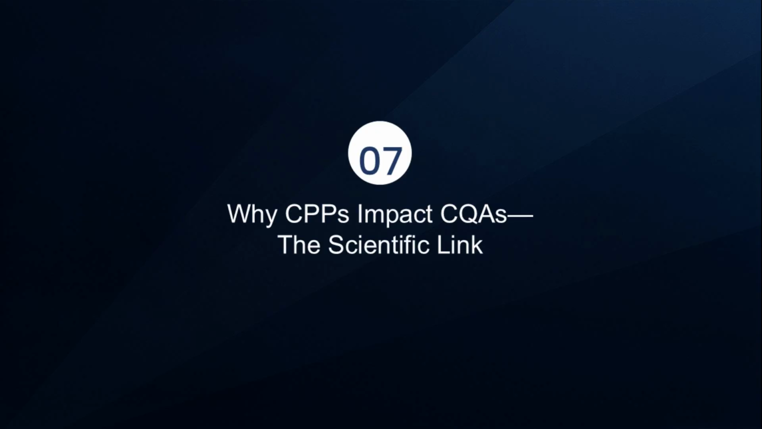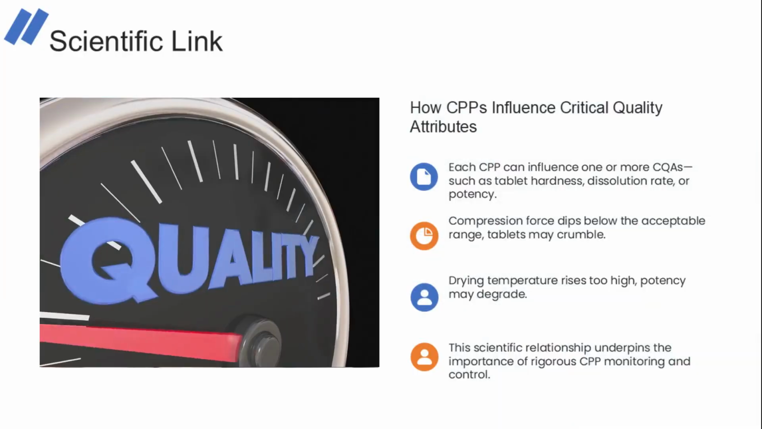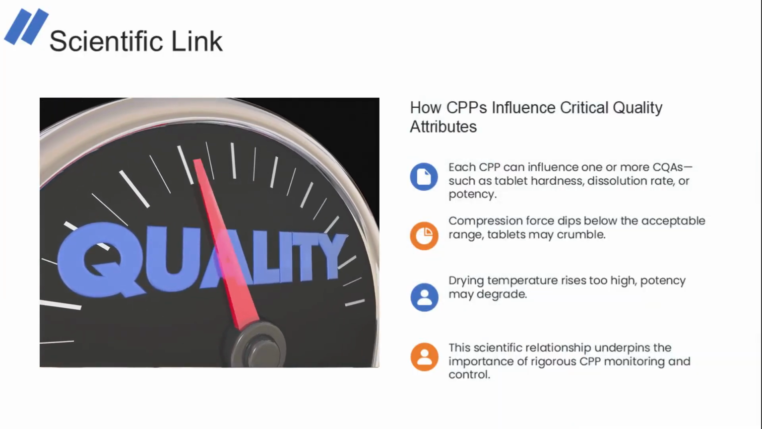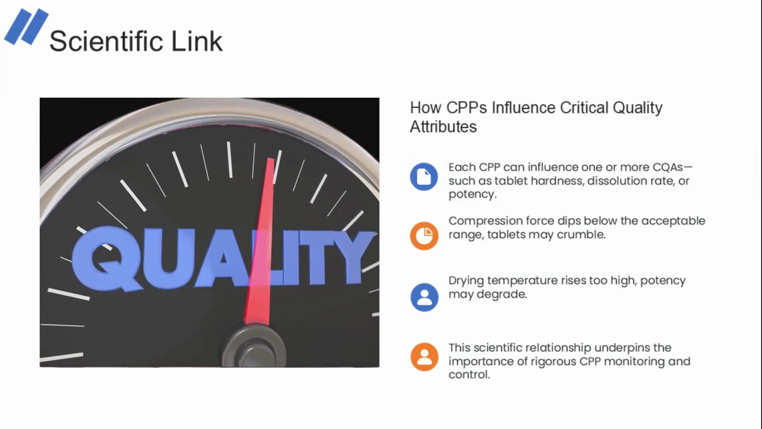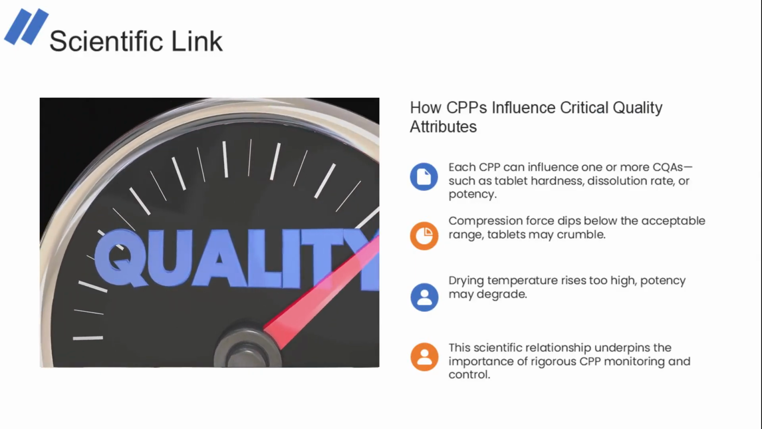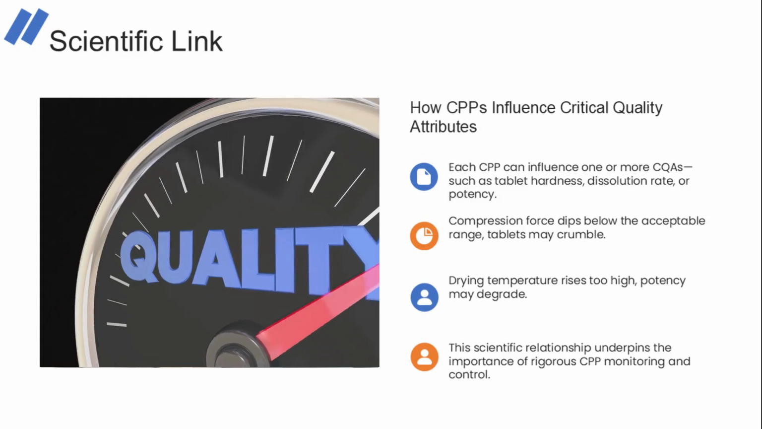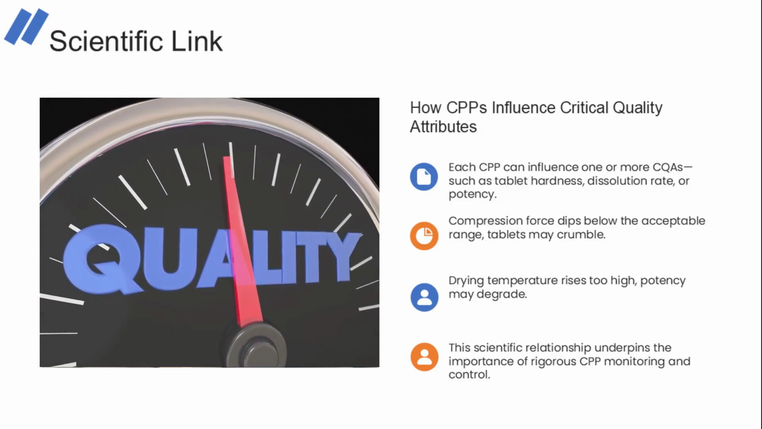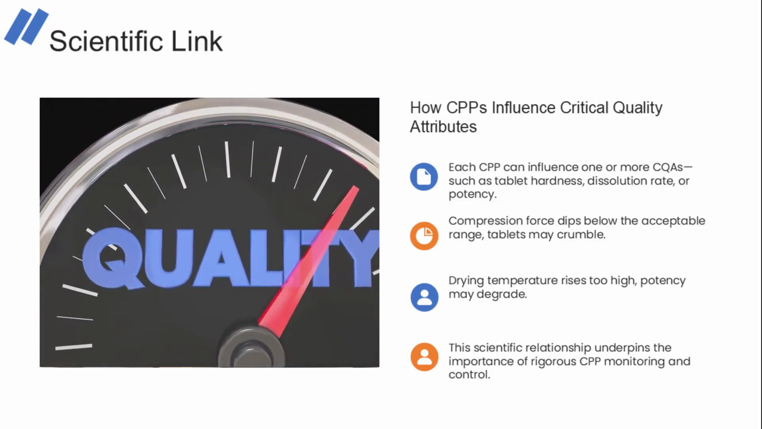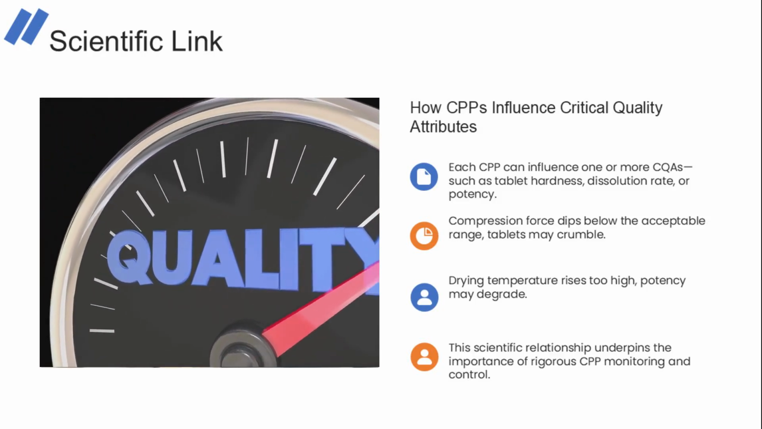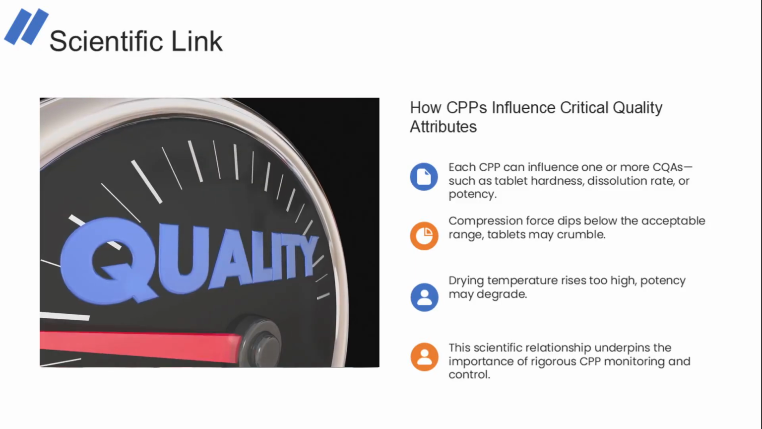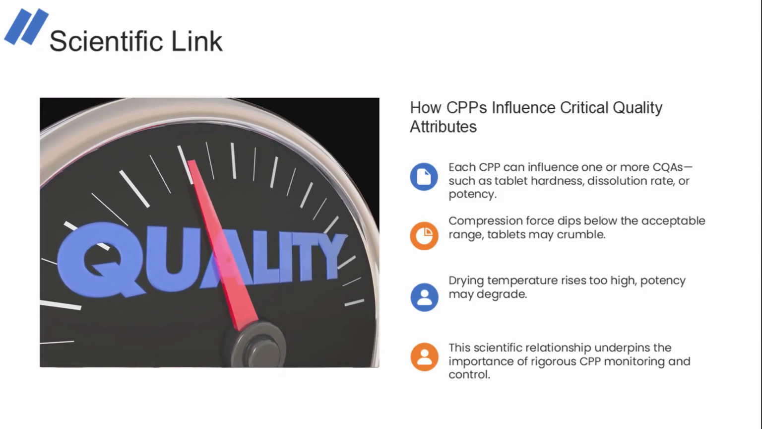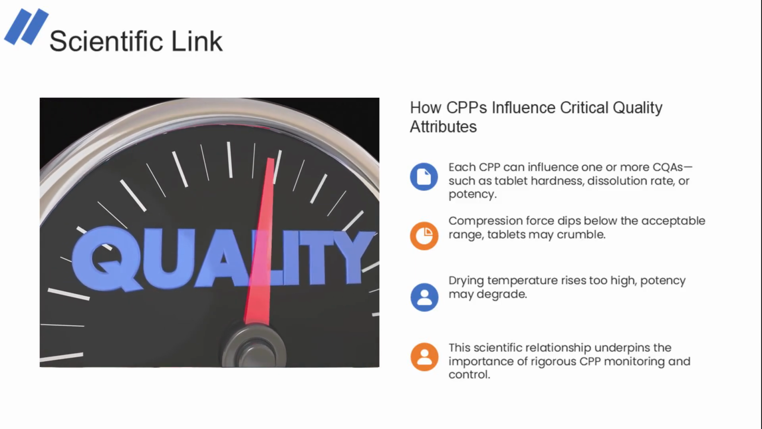This will show us the direct link between process control and the quality, safety, and effectiveness of the final product. Each critical process parameter, CPP, can influence one or more critical quality attributes, CQAs, such as tablet hardness, dissolution rate, or potency. For instance, if the compression force drops below the acceptable range, tablets may crumble or break, affecting their usability. On the other hand, if the drying temperature rises too high, the drug's potency could degrade, compromising its effectiveness.